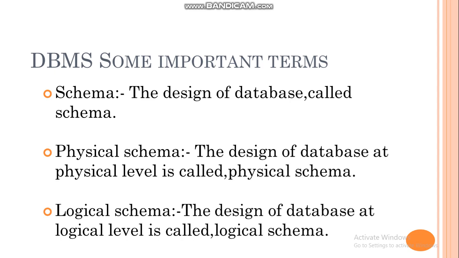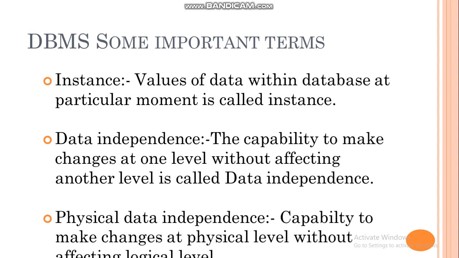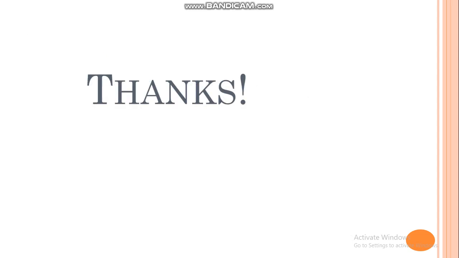In the three tier architecture, there are two layers in between, and the application layer is the one through which the client can access the database. Physical schema is basically the design of the database at the physical level, and logical schema is the design at the logical level. This is all about the data independence which we have discussed: physical data independence, and another one, logical data independence. So all this is the basic introduction to database management system. Thanks everybody.